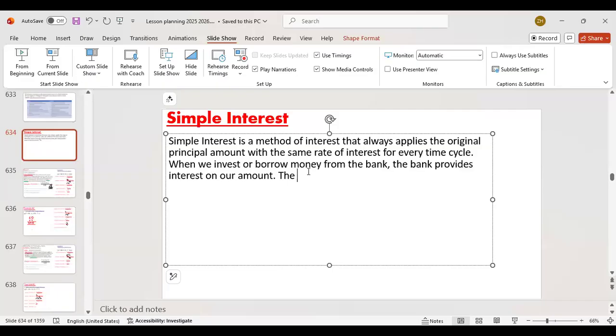Anyway, we invest or borrow money. The bank provides interest on our amount, right? Okay, so cool. So now let's use the formula. The formula for simple interest is given by the following.